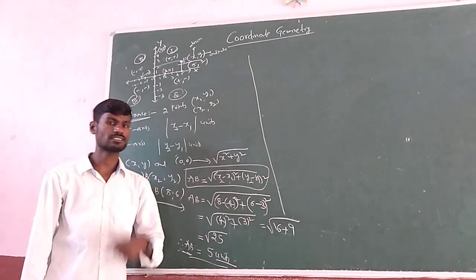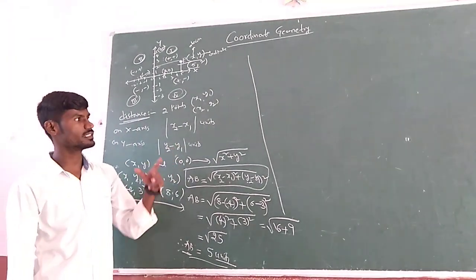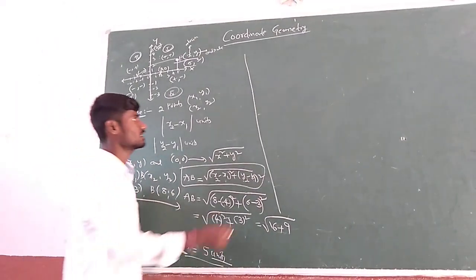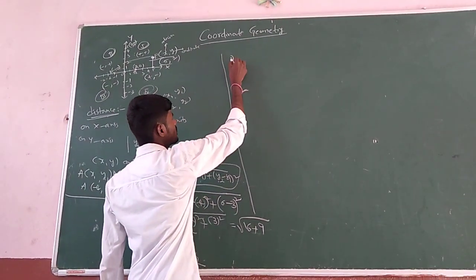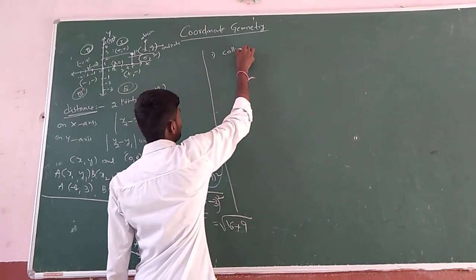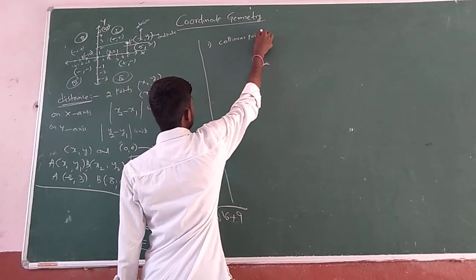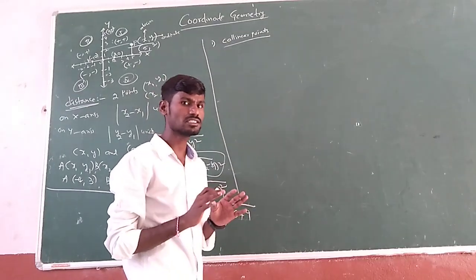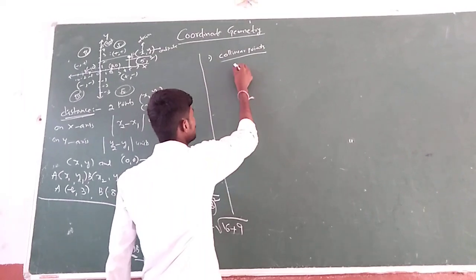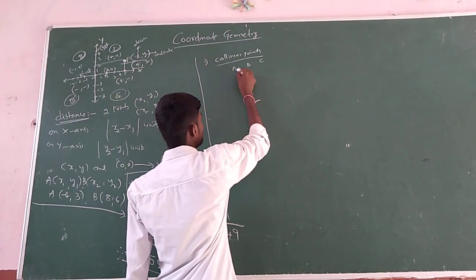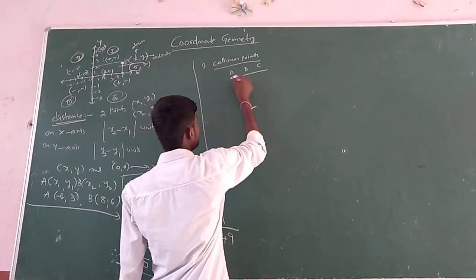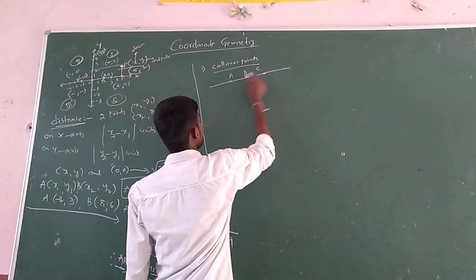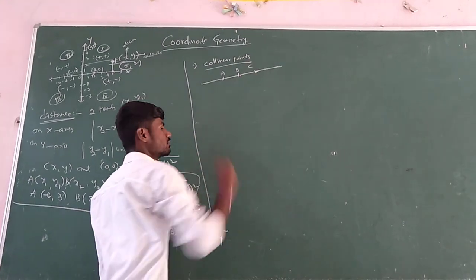How will the problems be asked? Let us discuss the different types of problems on distance. Let us see some examples. They will give problems based upon distance. The concept is about collinear points. Collinear points means if two or more points lie on the same line, we say they are collinear. Suppose A, B, C are 3 points; if they lie on the same line, then these 3 points are said to be collinear points.